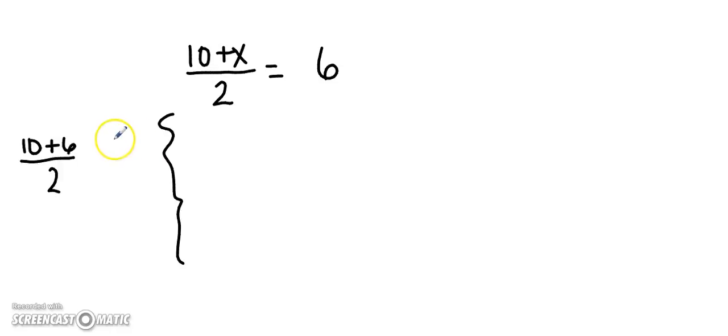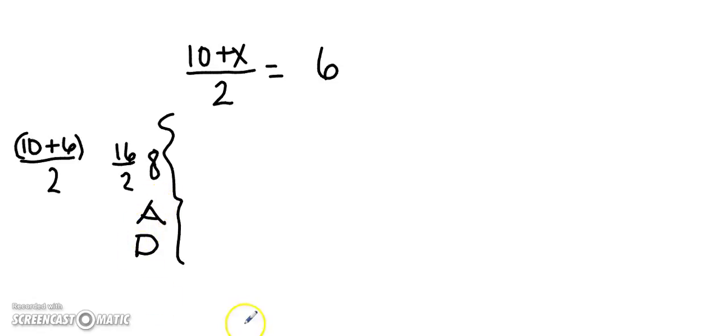What would be my first operation here? Hopefully you identified that this is kind of like grouping symbols. So it would be 10 plus 6 is 16, divided by 2, which ends up being 8. I think my first thing to do, and I'm going to write that right here, was to add. I added 6. Then my next thing was to divide by 2.